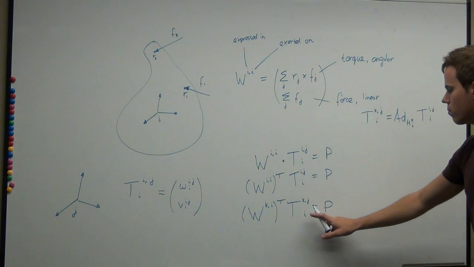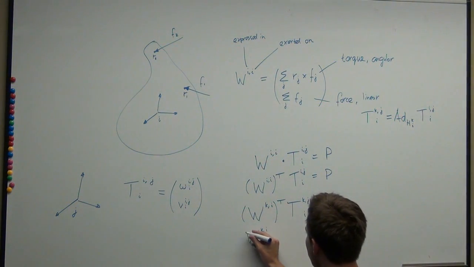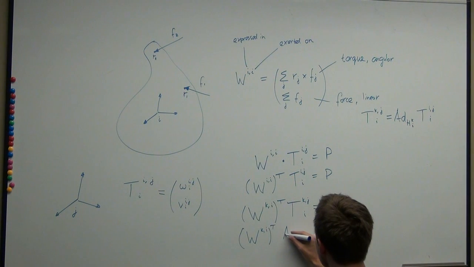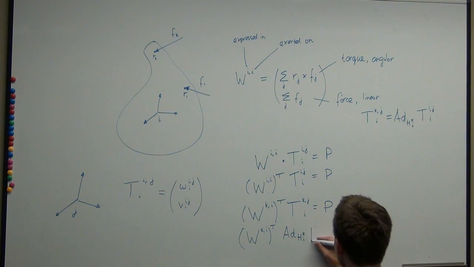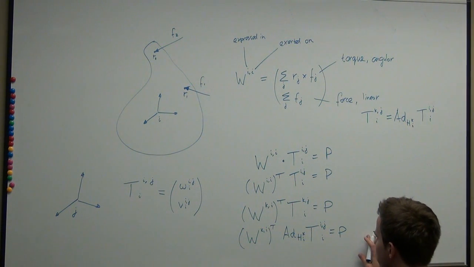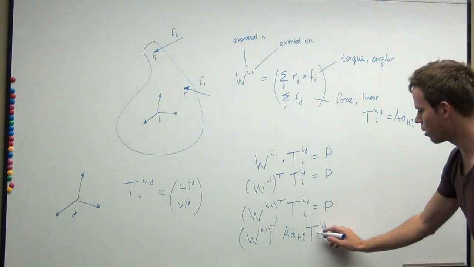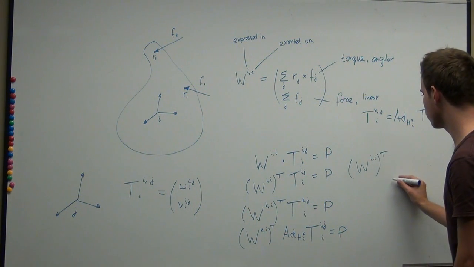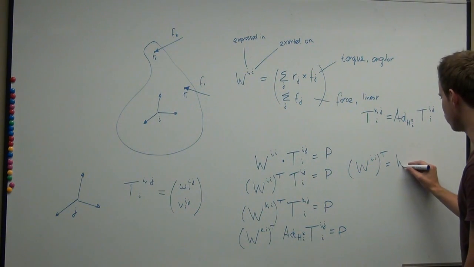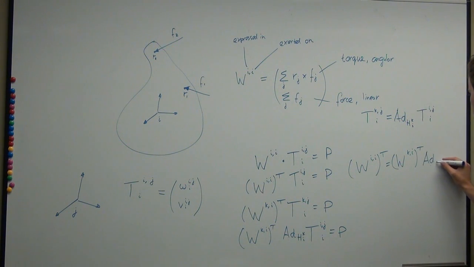So let's put this in here. So we have W_K,I transpose times adjoint H_K,I T_I,J,I equals P. So that basically shows, since this is P and this is also P and these two things are the same, we have that W_I transpose equals W_K,I transpose times adjoint H_K,I.